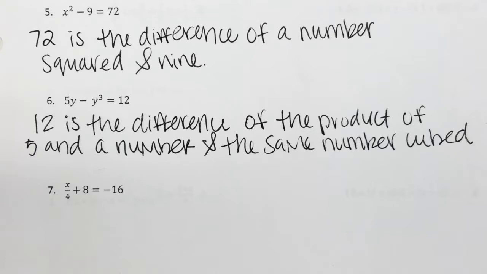Alright, Connor, what do you have? 14 is the product of the difference of a number and 2, and then add 6. I kind of confused myself. Yeah, that was a little confusing. Clean that up. Alright.